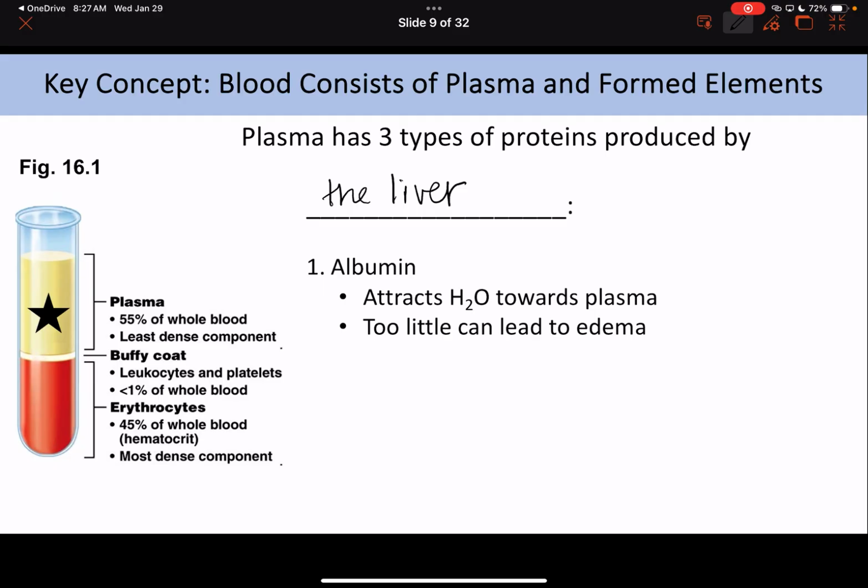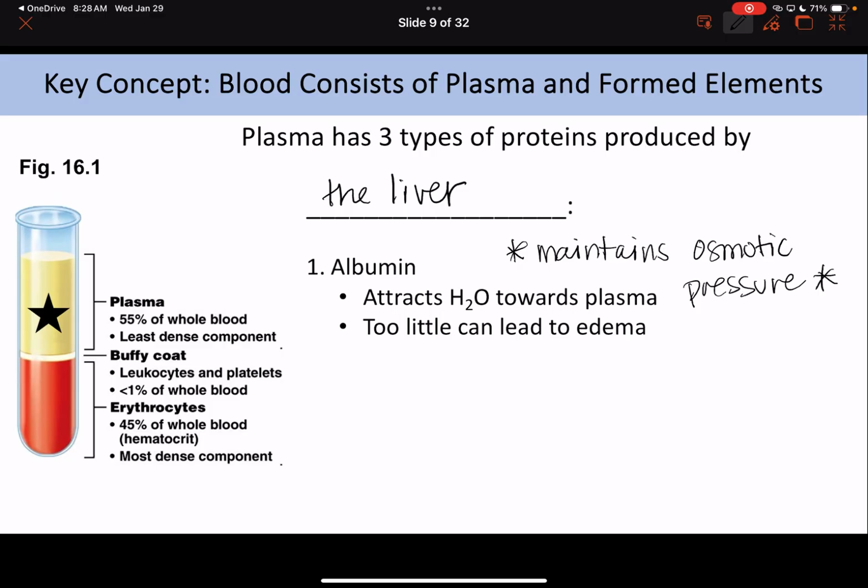And those three proteins, the first one is albumin. Albumin is really important in our osmotic gradient or osmotic pressure. So albumin helps us to maintain our osmotic pressure. Inside of our blood, we'll have albumin that attracts water towards the plasma, so we have lots of blood volume or water volume in our blood, keeping our blood pressure maintained. So it helps us maintain our osmotic pressure, which helps us maintain our blood pressure.